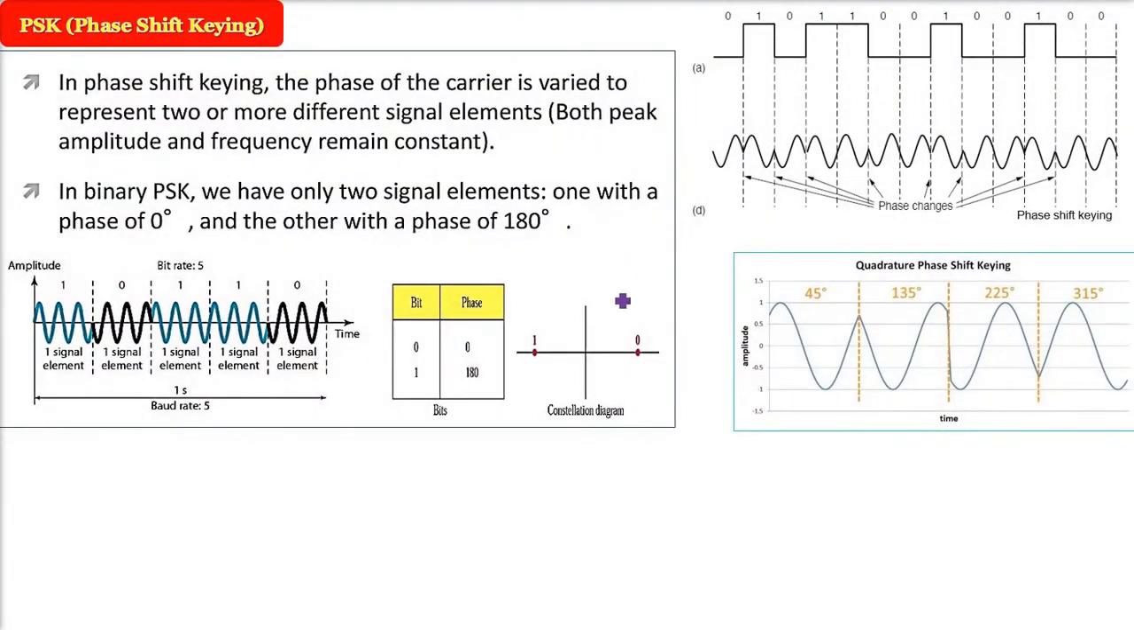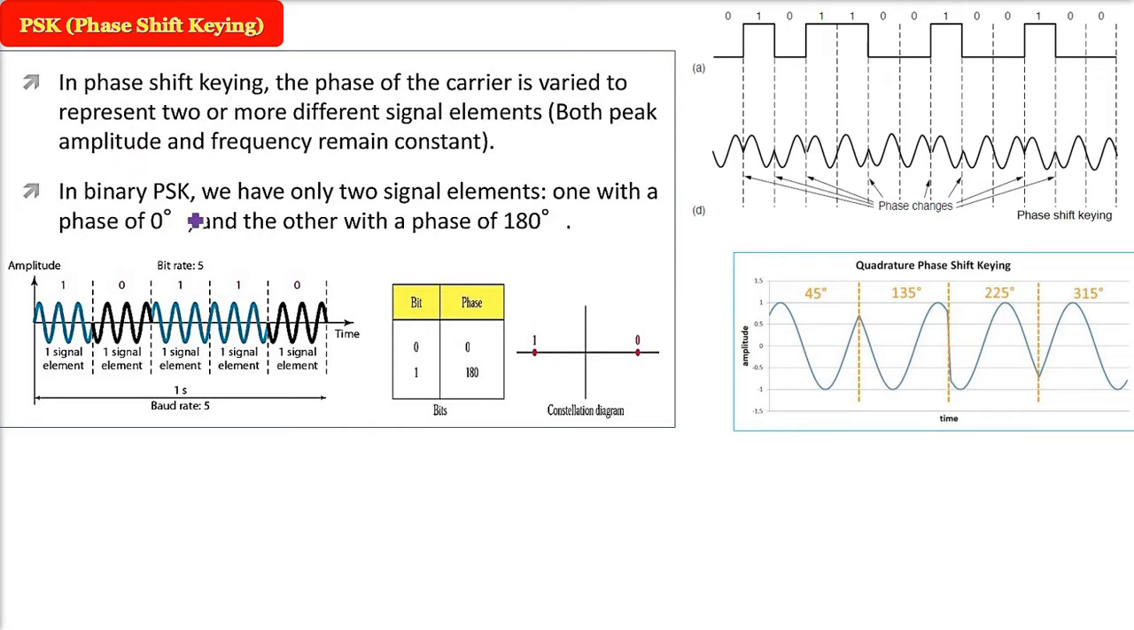Phase shift keying, PSK. Phase means angle. So when we change the angle of a wave and then represent 0 or 1 bits, binary digits, this is called PSK or phase shift keying. In phase shift keying, the phase of the carrier wave is varied, changed, to represent 2 or more different signal elements. Remember, the amplitude and frequency will remain the same.